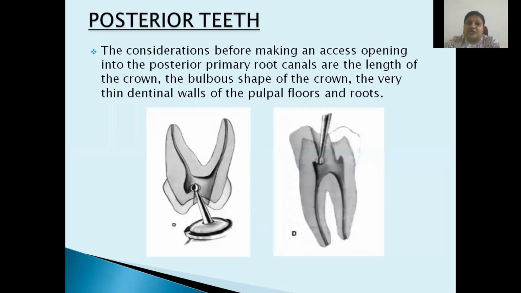Next, we go on to the posterior teeth. The considerations before making an access opening into the posterior primary root canals are the length of the crown, the bulbous shape of the crown, and the very thin dentinal walls of the pulpal floors and the root. Here we can appreciate in the first picture the access opening made in a maxillary primary molar, and in the second picture the access made in the mandibular primary molar.